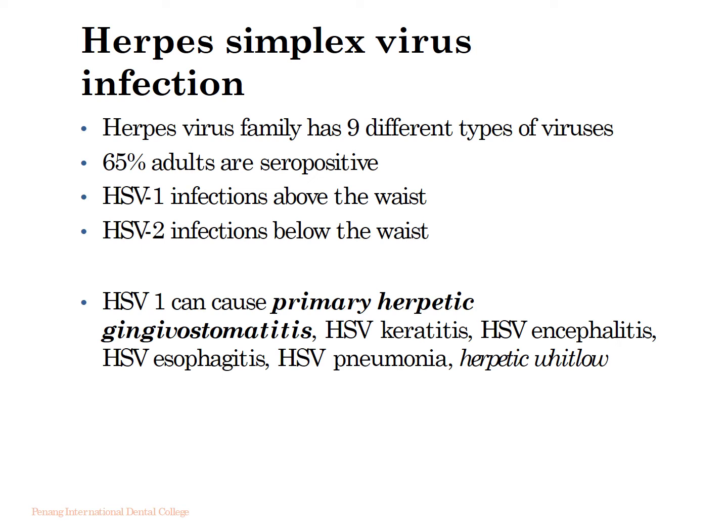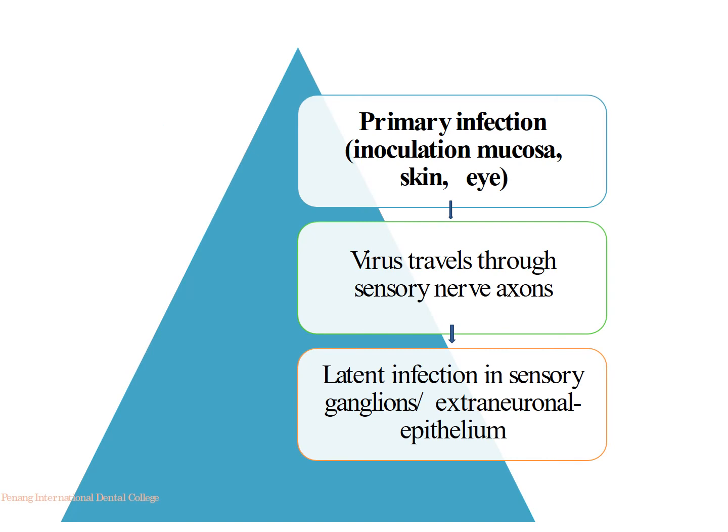HSV1 infections can cause primary herpetic gingivostomatitis, HSV keratitis of the eyes, HSV encephalitis, esophagitis, pneumonia, and herpetic whitlow. The primary infection happens because of inoculation in the mucosa, skin, or the eye. The virus travels through the sensory nerve axons, and the latent infection happens in sensory ganglia or the extraneuronal epithelium, where the virus remains latent.